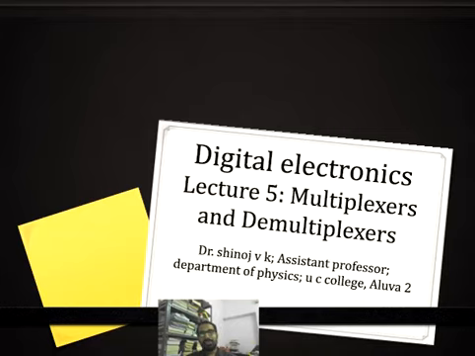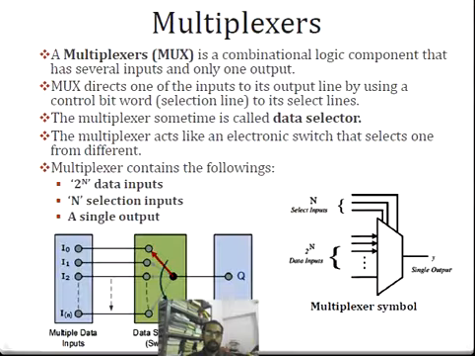Hello, good morning everyone. In the last few lectures we discussed different types of combinational logic circuits. So today we are going to discuss one among those, the multiplexers and demultiplexers. A multiplexer is a device that allows the digital information from several sources to be routed onto a single line for transmission over that line to a common destination.